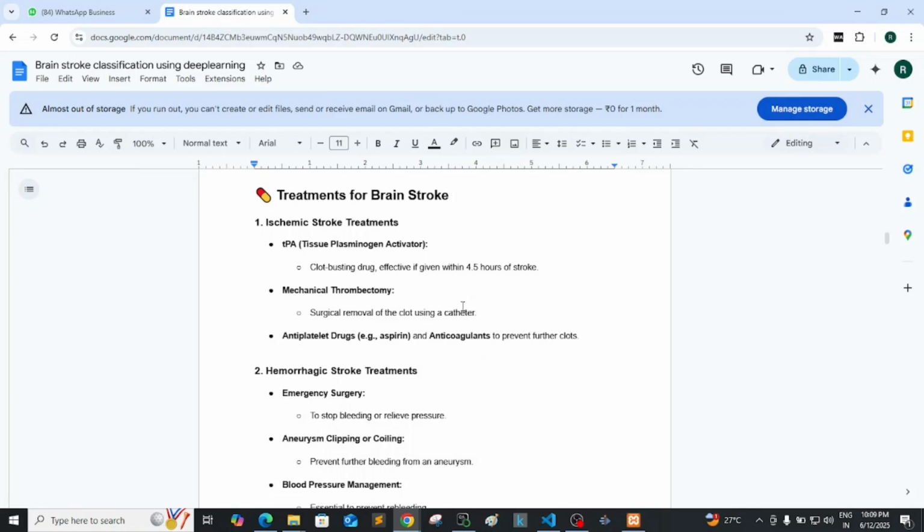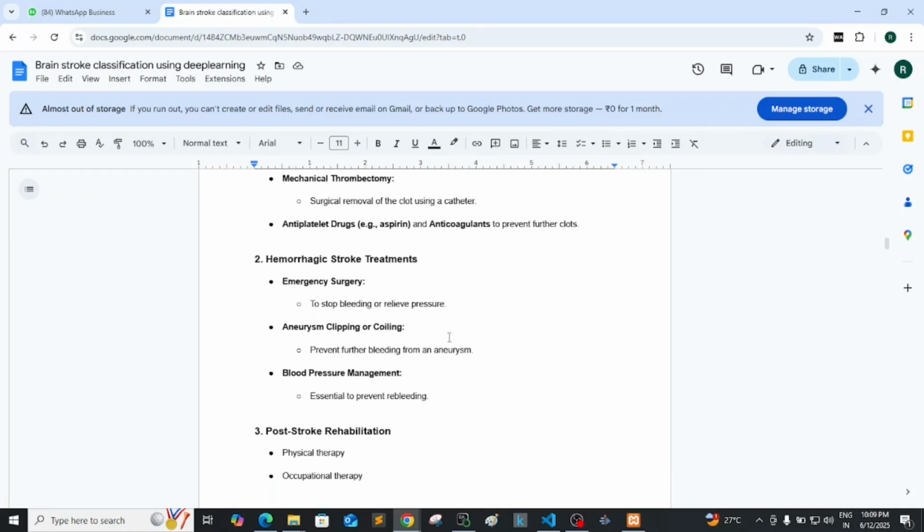The first technique is tissue plasminogen activator. Clot-busting drugs are effective if given within 4 to 5 hours of the stroke. They give a drug that bursts the clot, so it cleans the brain. The second is surgical removal of the clot using a catheter. The third is antiplatelet drugs, to prevent further clots. If a clot has happened, we prevent further clots.